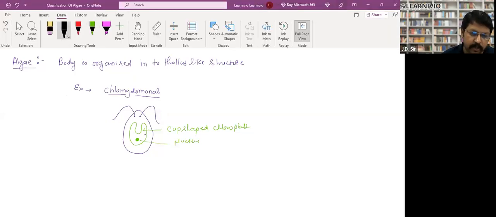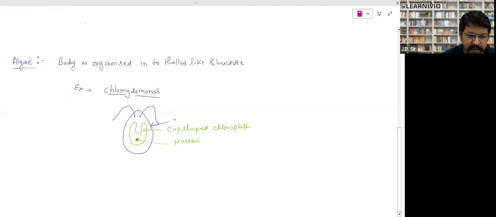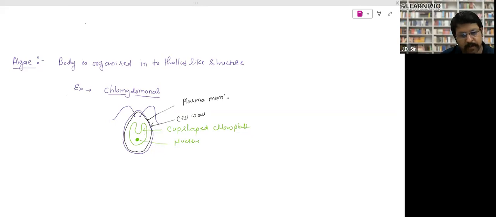Rest of the characteristics, they look like the plant. They have a cell wall, they have chloroplast. That is the characteristic of plants, meaning it is autotrophic, right? Cell wall. Then the next structure found below the cell wall is the plasma membrane. You can call it biomembrane as well, right? And inside the plasma membrane, there is protoplasm. So all the things are present.